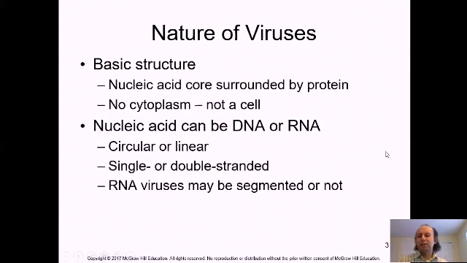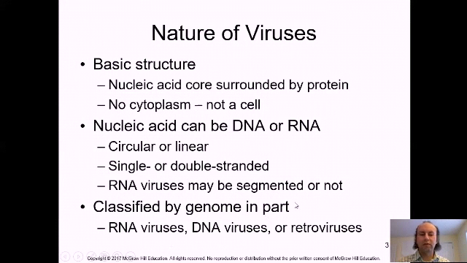And this nucleic acid could be DNA or RNA. This nucleic acid could be circular or linear and could be single or double strand. The RNA viruses may be segmented or not. So some of the viruses have been classified by genome. That means that the people that study viruses have determined which ones are their genes. And we have RNA viruses, DNA viruses, or retroviruses.